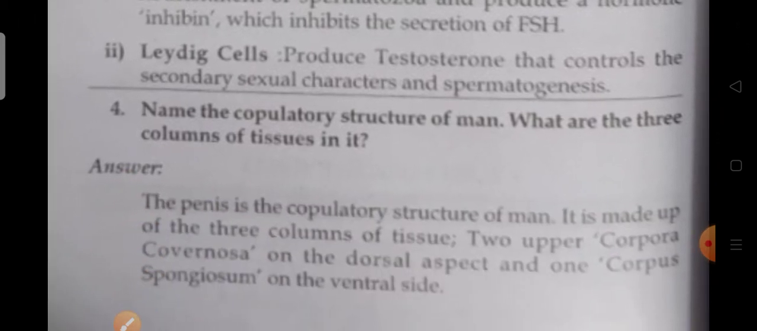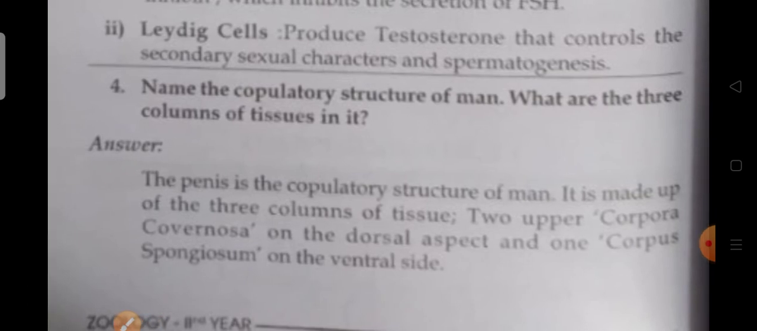Name the copulatory structure of man. What are the three columns of tissues in it? The penis is the copulatory structure of man. It is made up of three columns of tissue: two upper corpora cavernosa on the dorsal aspect and one corpus spongiosum on the ventral side.